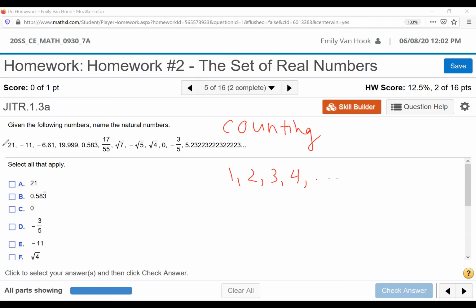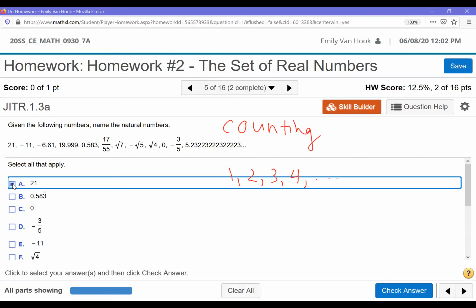So do we see any counting numbers here? What would we eventually count to? And we can actually just run down the list where it says select all. It's the same list. I just get to check off anything in the answer. So 21 is a counting number. I would eventually get to 21 if I were to count. Nope, not going to count to that decimal. 0 you might consider as an answer, but remember, 0 is not a counting number. It is not a natural number. That is a whole number. Okay, I'll continue down my list.